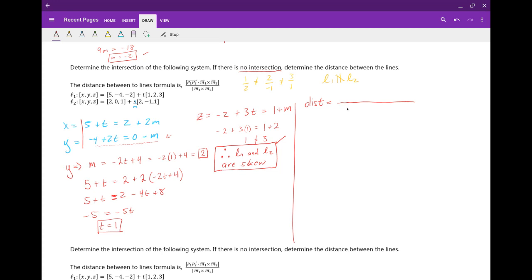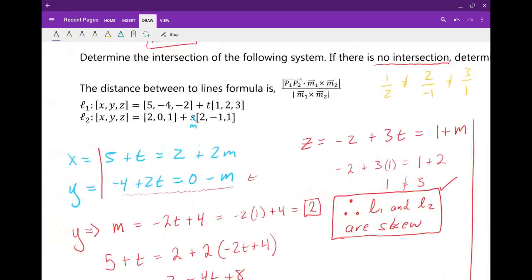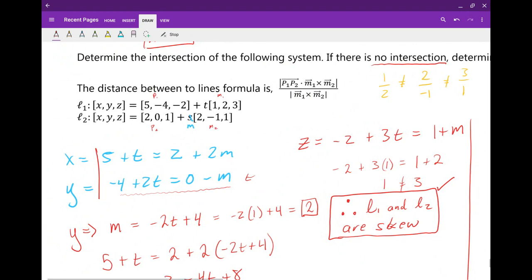And so I guess I don't need to rewrite this distance formula over there. It's written right there. So I'm going to save myself some space and get rid of that. So let's see what we've got. So the anatomy of these lines are as such. This is basically P1. This is P2. This is M1, and this is M2, okay?